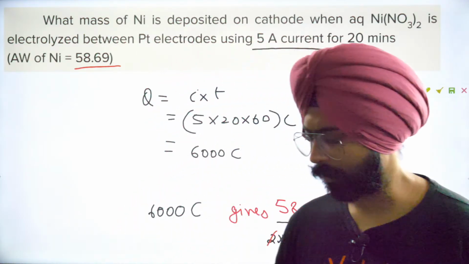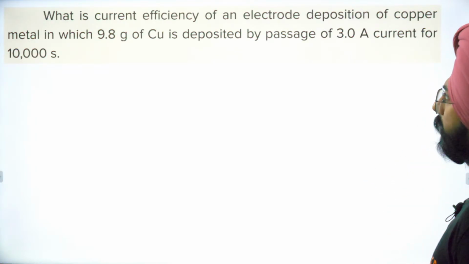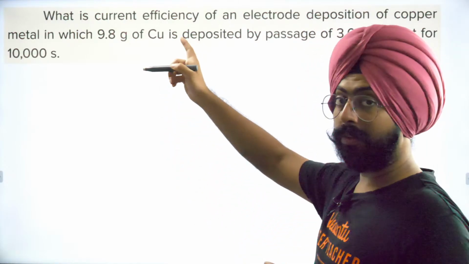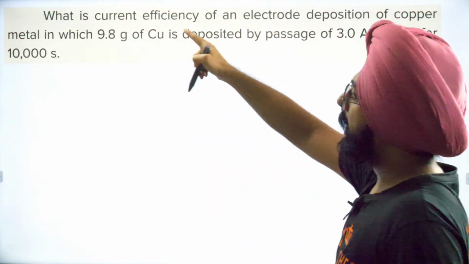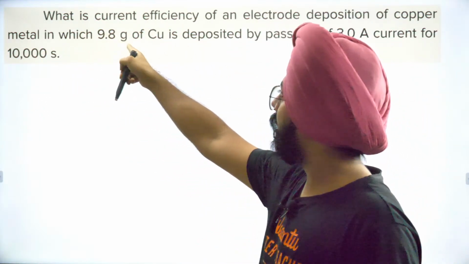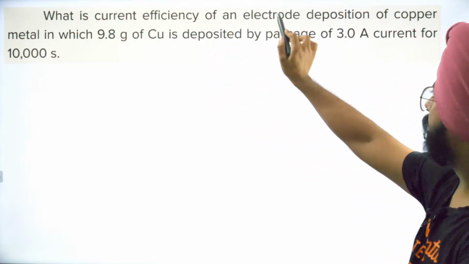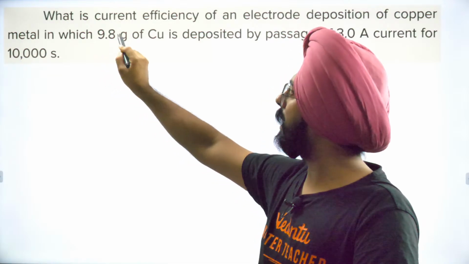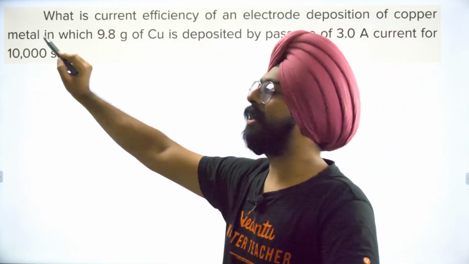ठीक है, चलो तो ये हो गया. काफी simple, very simple Faraday law. Let's do this particular question. What is the current efficiency? Okay, there's a new term over here. What's the current efficiency of an electrode deposition of copper metal in which 9.8 gram of copper is deposited by a passage of 3 ampere current for 1000 seconds?